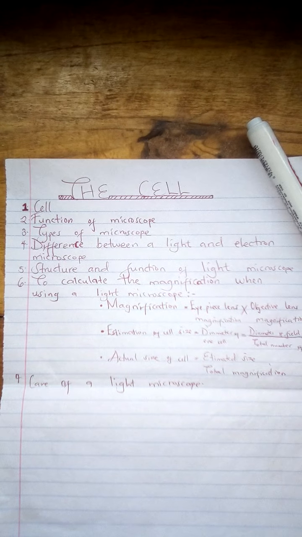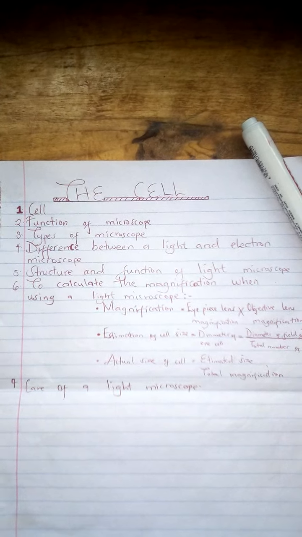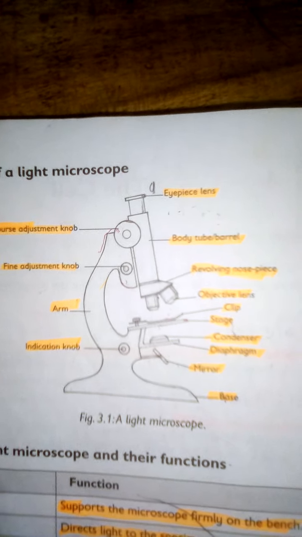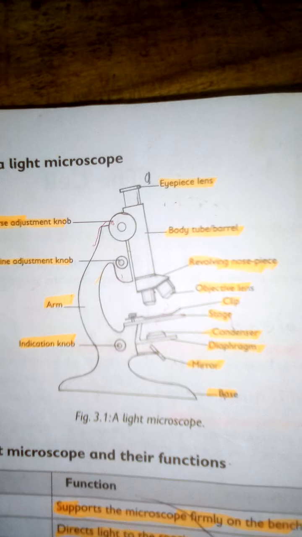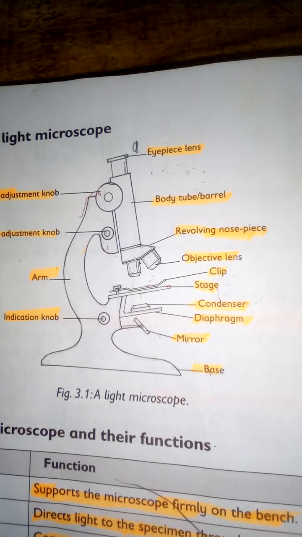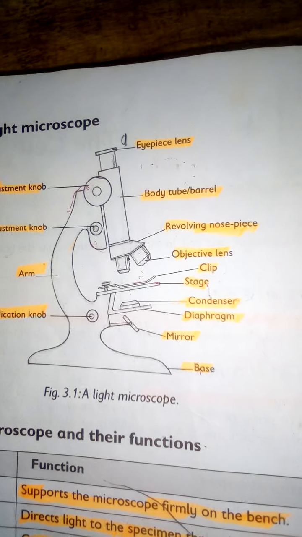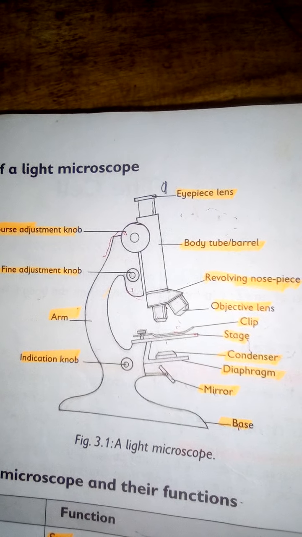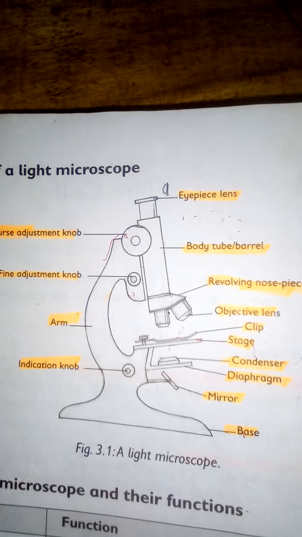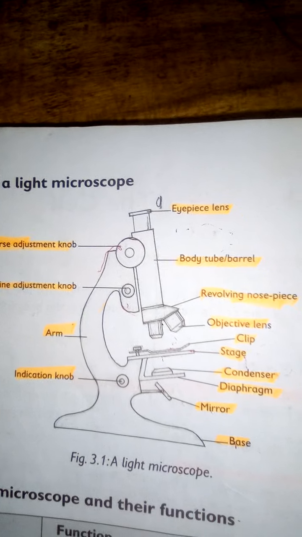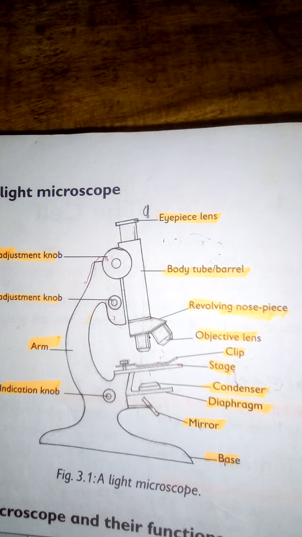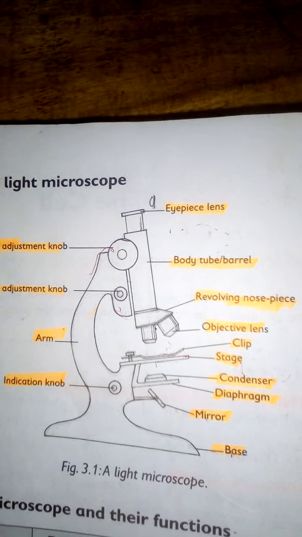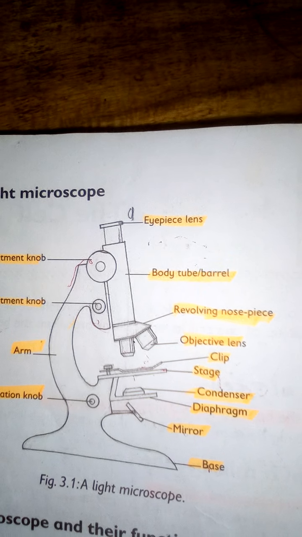On structure and function of a light microscope, this is the picture of it. As you can see, the base is here, which provides firm and steady support. The mirror reflects the light passing through the condenser to the stage. The diaphragm regulates the amount of light passing through the condenser to the stage. The condenser concentrates light passing through it to the stage.